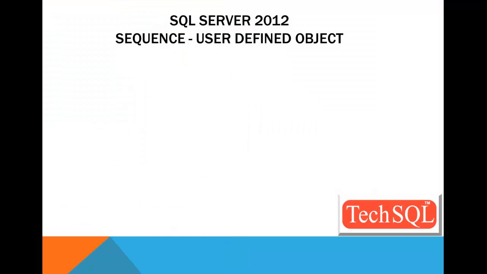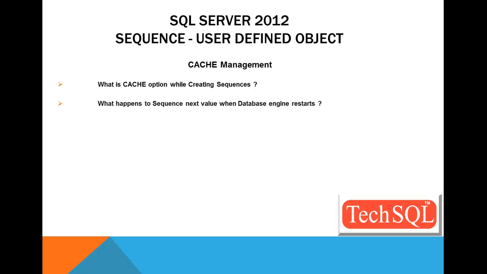So before we conclude with sequences, let's see a very interesting attribute of sequence, that is cache. What is cache management, and what is the cache option while creating sequences? What happens to the sequence next value when the database engine restarts? What is no cache? So let's understand everything one by one. Let's start with cache management.